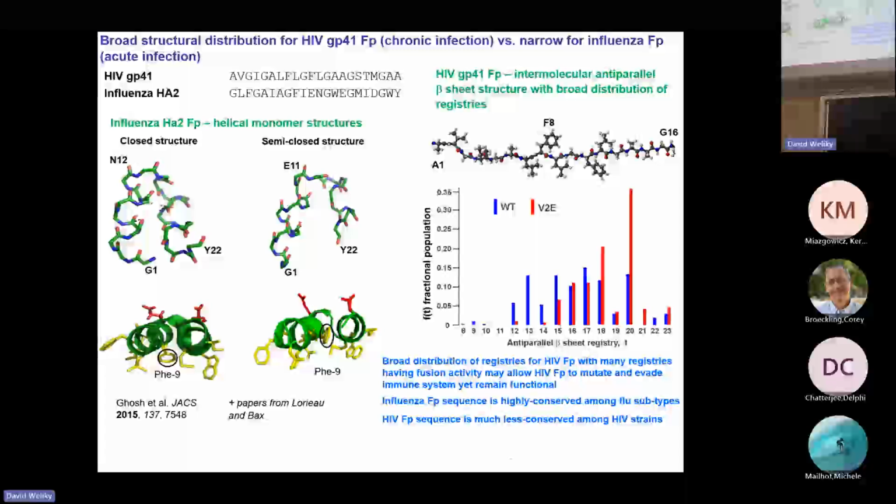And its fusion peptide structure, determined by our group and other groups, is really very, very different from the intermolecular antiparallel beta sheet of the HIV fusion peptide. In particular, the fusion peptide formed these individual little helical hairpins, no beta sheet. There are two very closely related hairpin structures, but certainly not 10 structures.